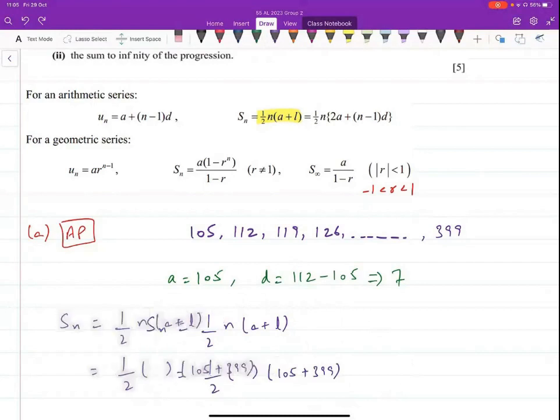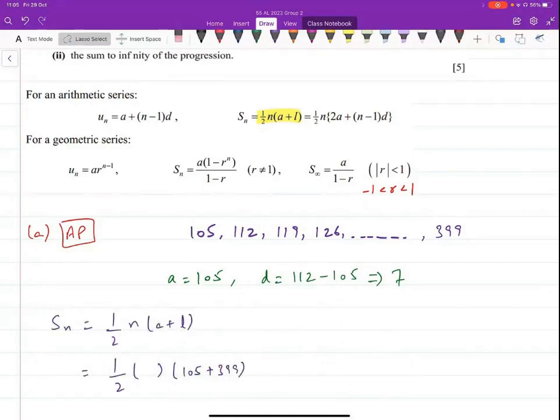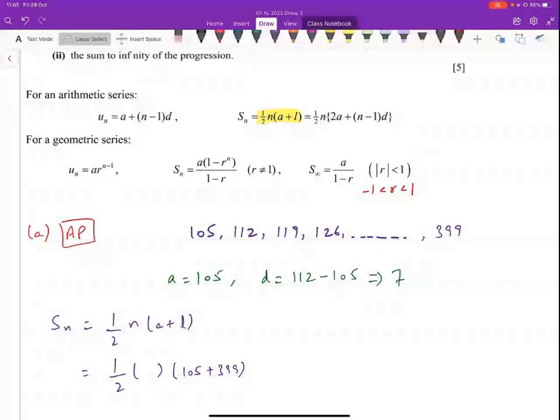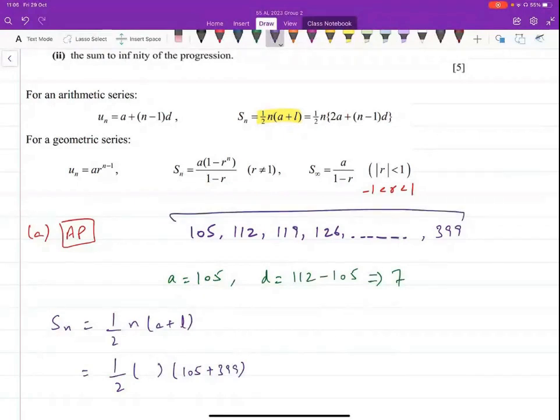So we have to apply the sum formula. इसमें n की value हमें नहीं पता, a और l की values पता है. How do you find the value of n now? N represents the number of terms in the sequence. How do you find that?